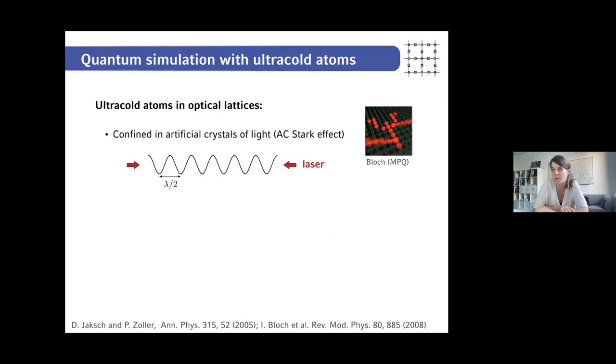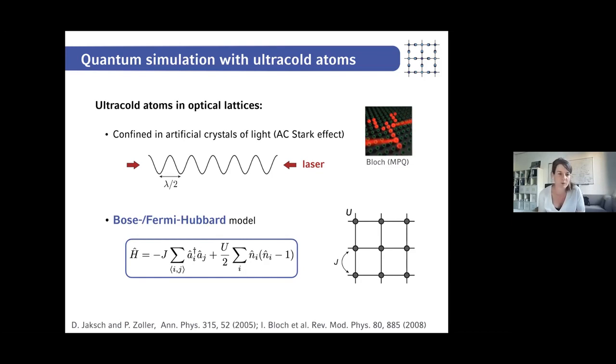So just to very briefly set the stage, typically we start by first laser cooling our atoms and producing a degenerate Fermi gas or a Bose-Einstein condensate, which we then trap in standing waves of laser light. So we create these artificial crystals, and the dynamics of the atoms can then be described by Hubbard models. We can study either Bose or Fermi-Hubbard dynamics, where J is the tunnel coupling between neighboring sites and U is the Hubbard on-site interaction energy strength.